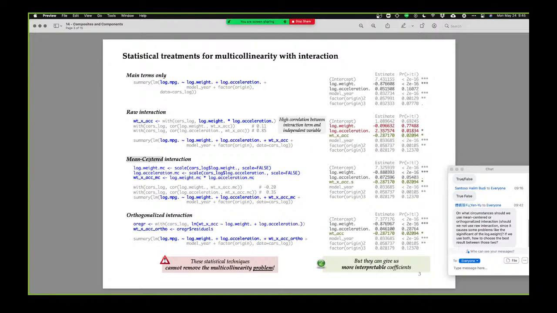It's not curing it, it's simply giving you more interpretable results. And if that's what you're interested in, orthogonalization will give you even more interpretable results. So I would always go with orthogonalization if you are going to throw an interaction term into your regression formula. All right. And I think that question just answers all of them.